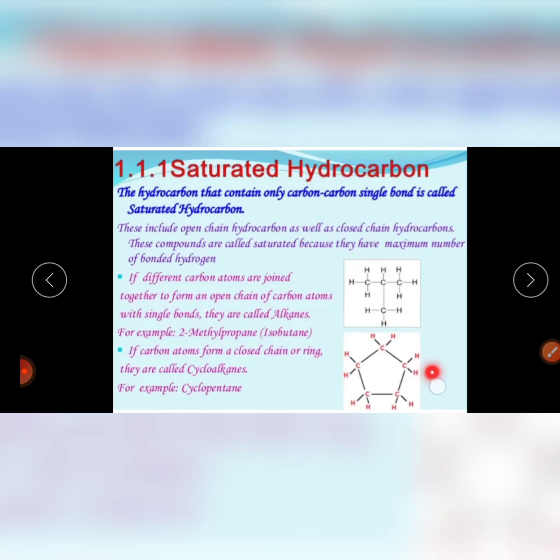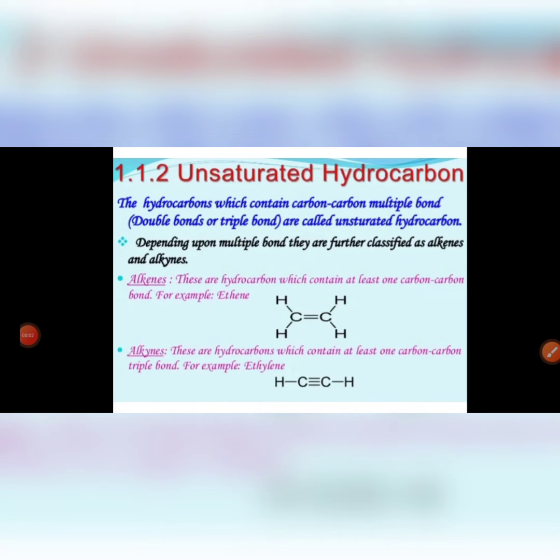Similarly, in the cyclic compound we have only carbon-carbon single bonds. So all these types of compounds which contain only single bonds are termed saturated hydrocarbons. Second, we have unsaturated hydrocarbons, which contain carbon-carbon multiple bonds, and it could be double or triple. As we can see in this diagram, we have a carbon-carbon double bond, and in this particular compound we have a carbon-carbon triple bond. So all those compounds which contain either a double bond or a triple bond are termed unsaturated hydrocarbons.